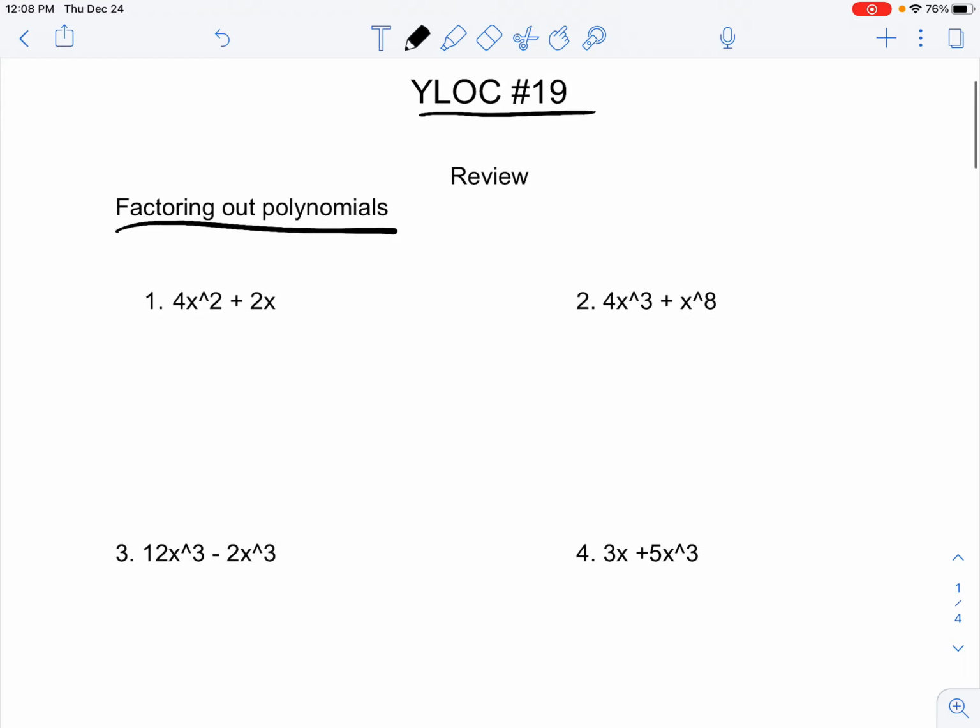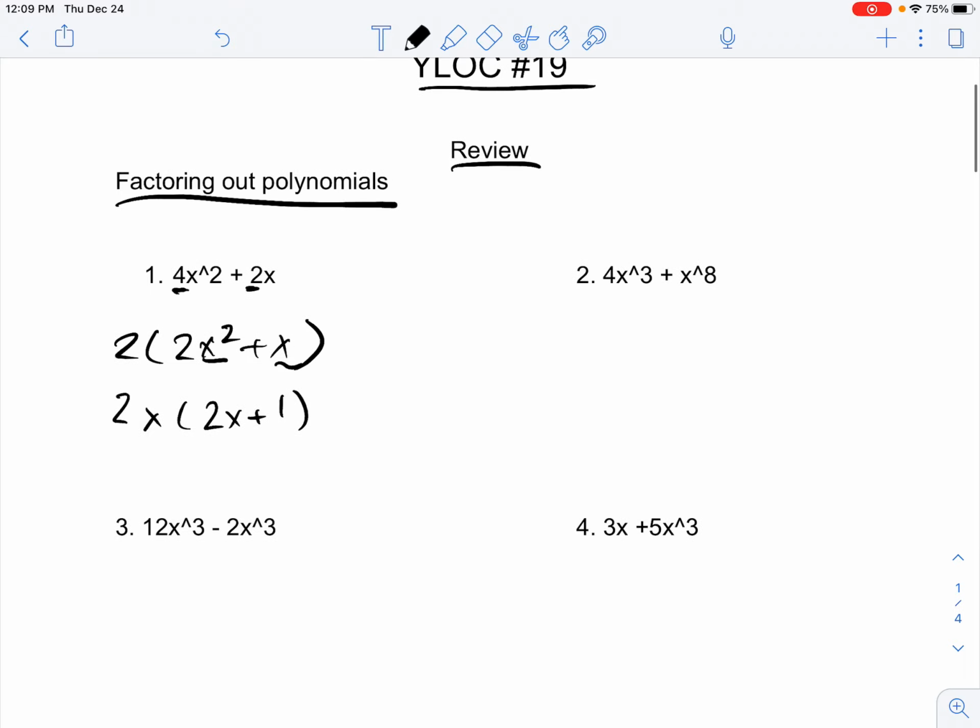Now we're just going to be reviewing factoring out polynomials. So, simple enough, we just factor out the common factor, which is just 2. So you get 2 times (x squared plus x). But wait a minute, there's also an x that you can factor out as well, since they share a common factor. So what you can do is factor out that x, and you get 2x times (x plus 1). And that would be your answer. Moving on.